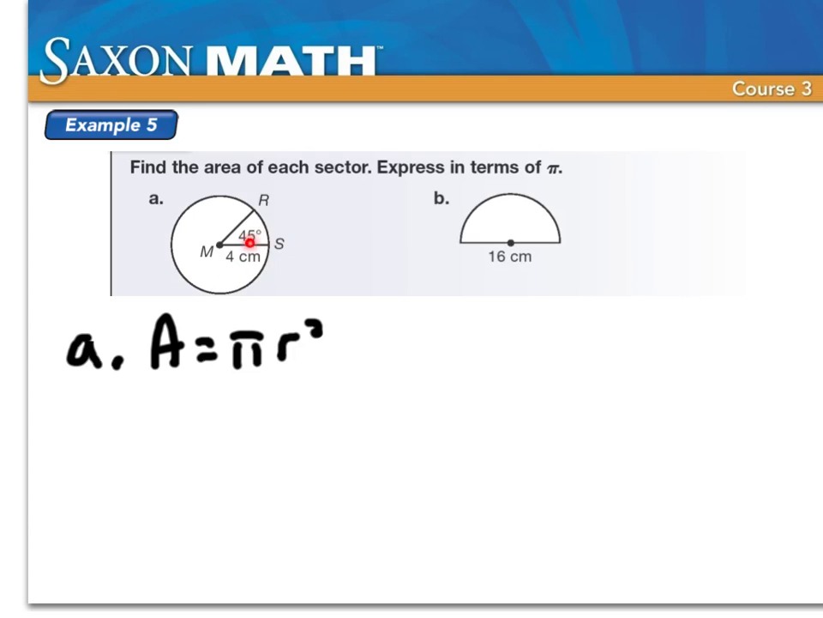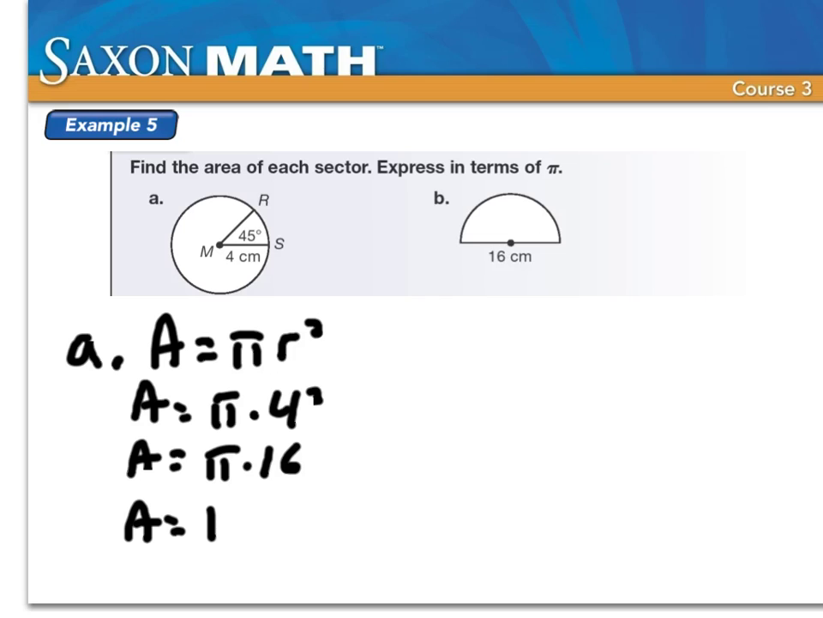Well, they're telling us here our radius is 4, so we're going to take pi times 4 squared, which means 4 squared is 16, so it's pi times 16. So the area of the whole thing is 16 pi. Okay? But we only want to know the area of this little piece right here.